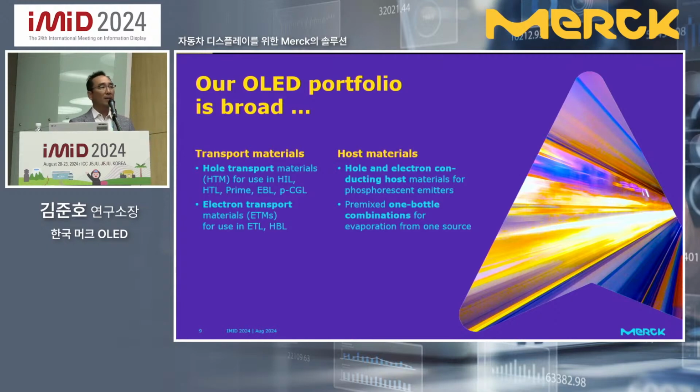For host materials, we are developing both E-type and H-type hosts, and also the so-called premixed host. You can evaporate two hosts in one source.